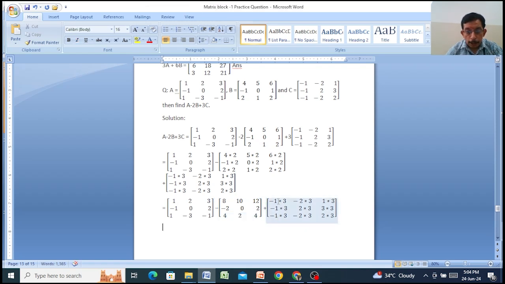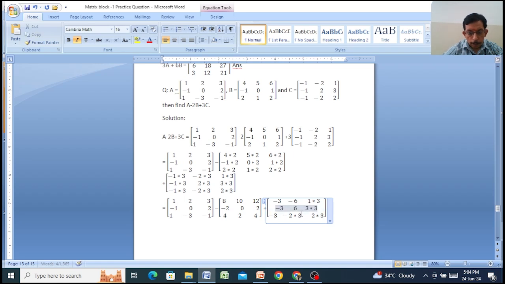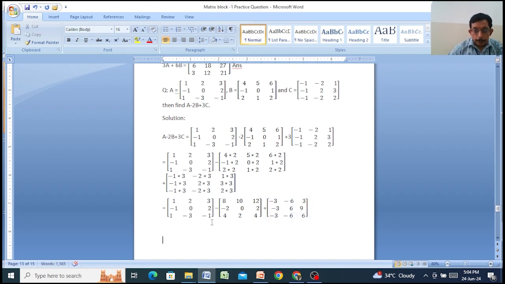Now we come to the matrix C scalar multiplication. 1 into 3, 3, write down 3 in the same position. 1 into 3, 3, write down in the same position. 1 into 3, 3, write down in the same position. 2 into 3, 6, write down in the same position. 2 into 3, 6, write down in the same position. 2 into 3, write down in the same position. 1 into 3, write down in the same position. 3 into 3 is 9, write down in the same position. 2 into 3, write down in the same position. Now the scalar multiplication is complete.